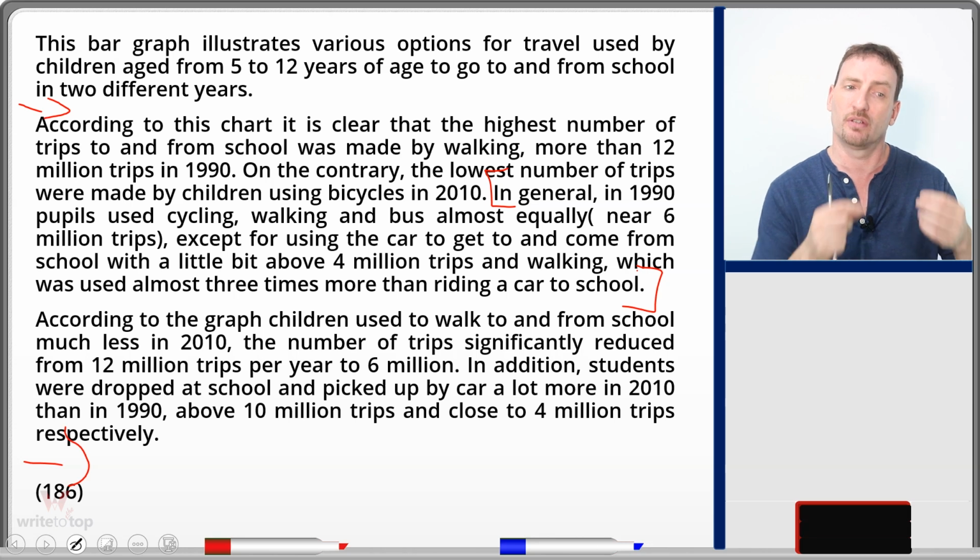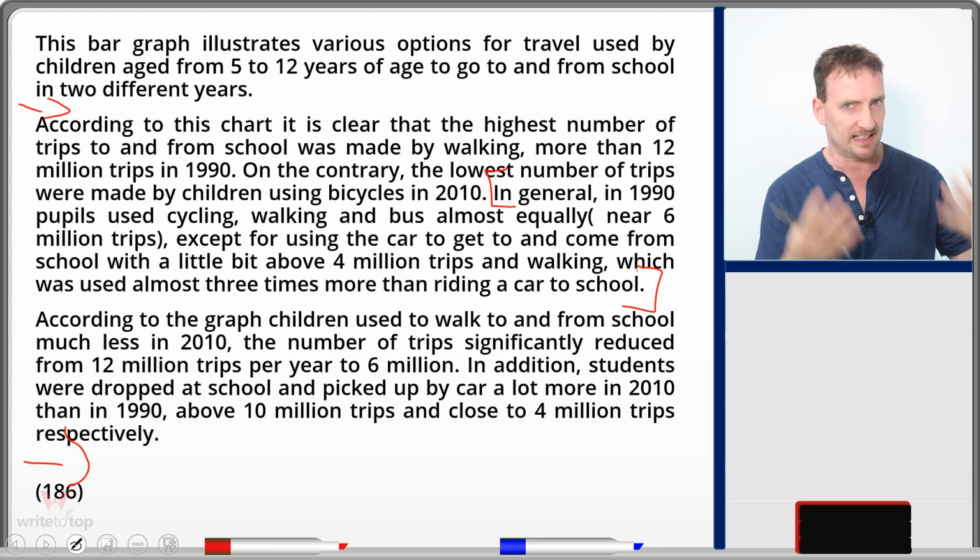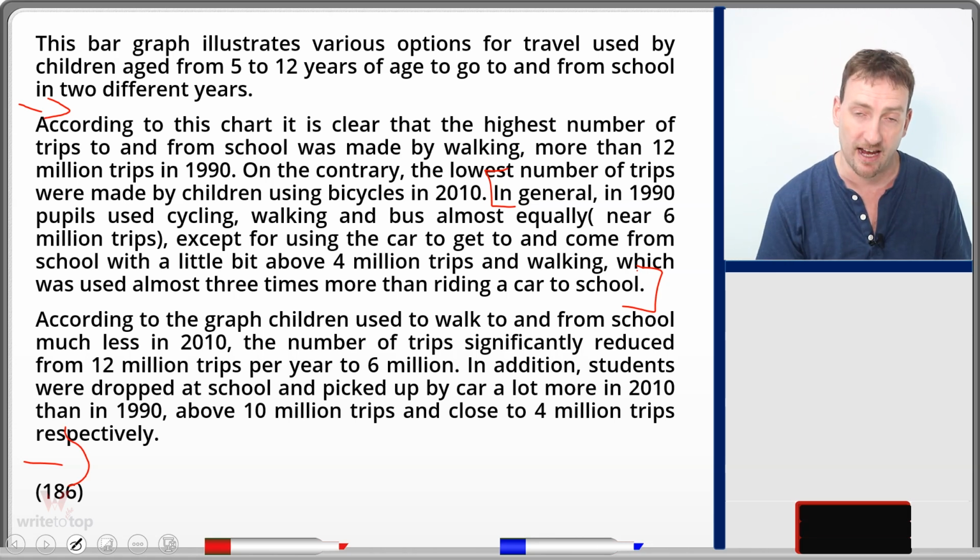If you have to, use simple sentences. Don't try to be complex. Save the complexity for the essay. Be simple, be direct, be correct in the Task 1.